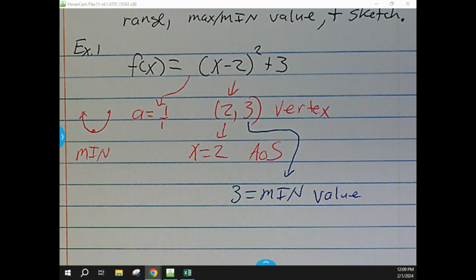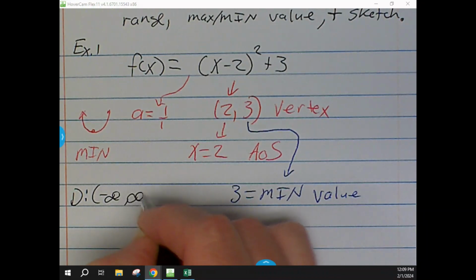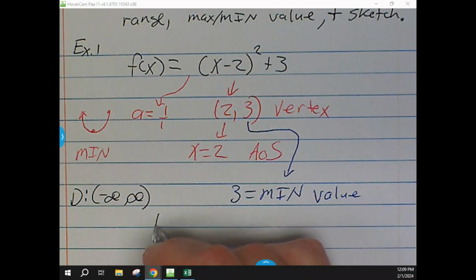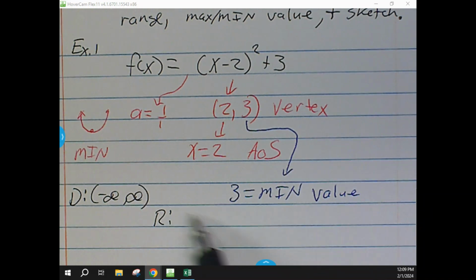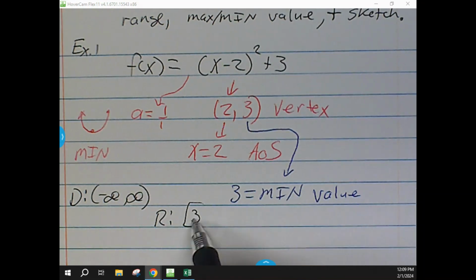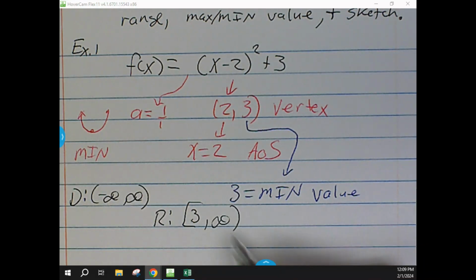Okay, the domain, we know this one's never going to change. It's always negative infinity to infinity. That part never changes. Okay, the range. And here's where we tie this one in. Since this is the y value of the vertex, this y value has to go in your range here. Since this is the minimum value, that means this 3 has to go first because that's the lowest number in our range. And because it's pointed up, we know it's going up to infinity, so we know it's going to do something like that.